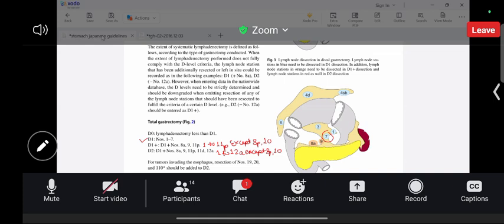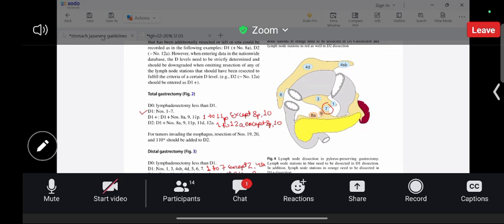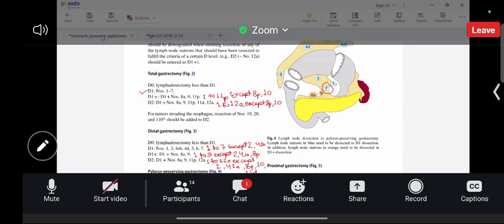And what will be D2? 1 to 12A except 8P and 10. So this will be D2 for total gastrectomy. For tumors invading the esophagus, resection of nodes 19, 20 and 110 should be added. That we studied: along the subphrenic artery, in the esophageal cardia, in the lower mediastinum.